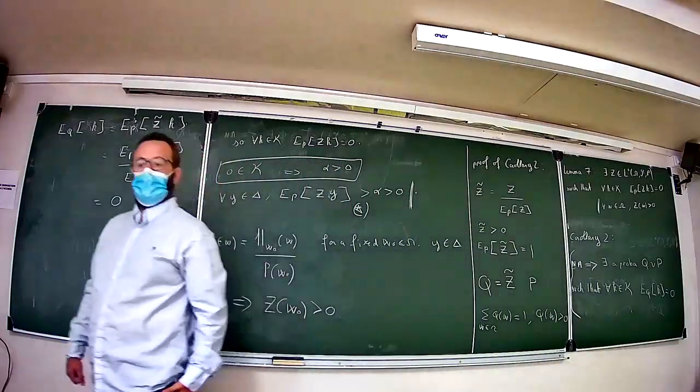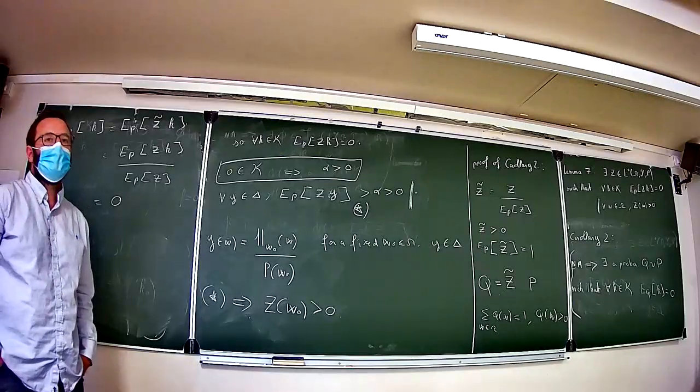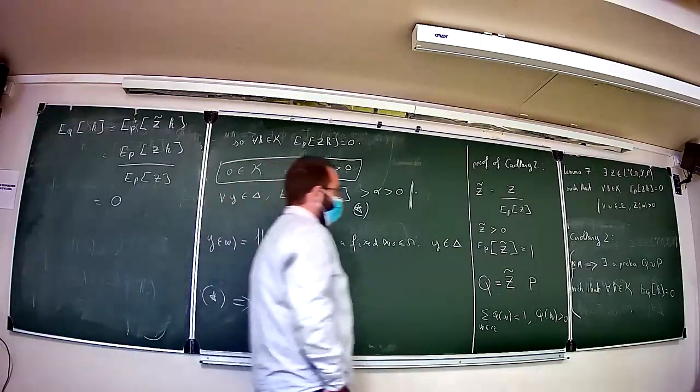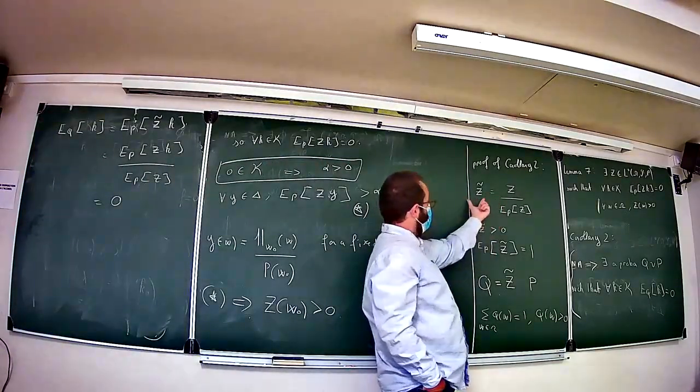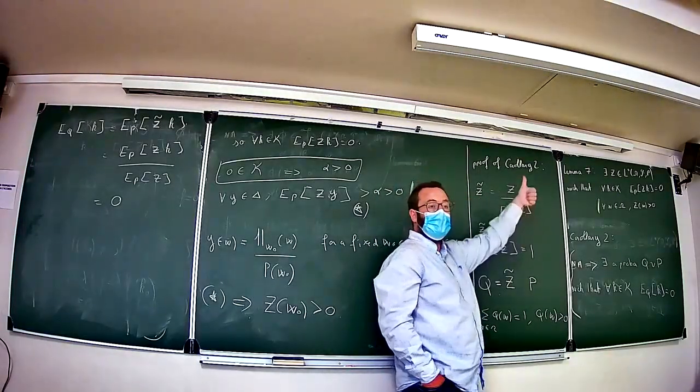starting from 0. Yeah. So expectation of Z tilde under P is equal to 1. Is that by definition, or did you count? Because I have defined it this way. If you take the expectation under P of this one, by linearity of the expectation, you obtain an expectation equal to 1.